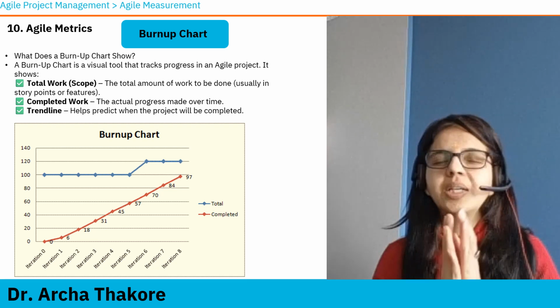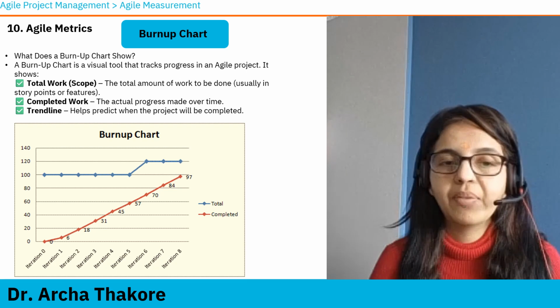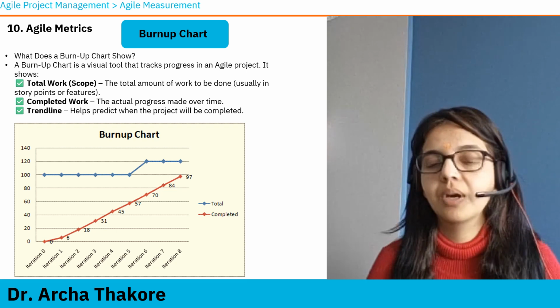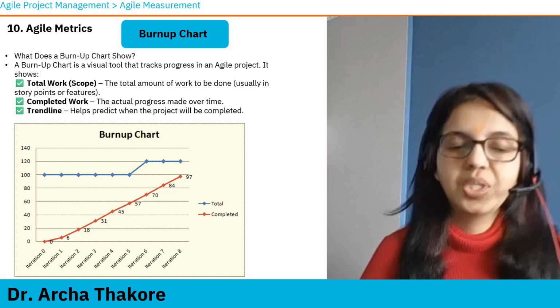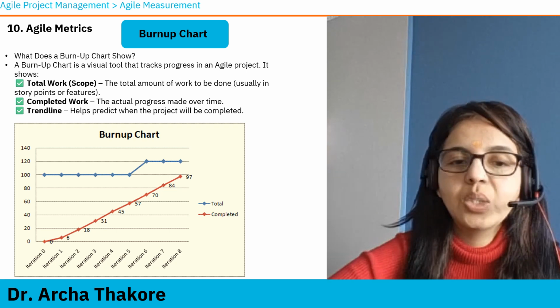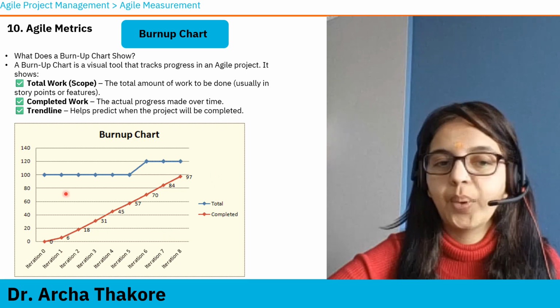Now, extremely important, it is impossible that your exam will not have a question on burn down charts. Burn up and burn down charts, we call them burn charts. Let me explain it to you with the help of this chart here. You're seeing two data points here.